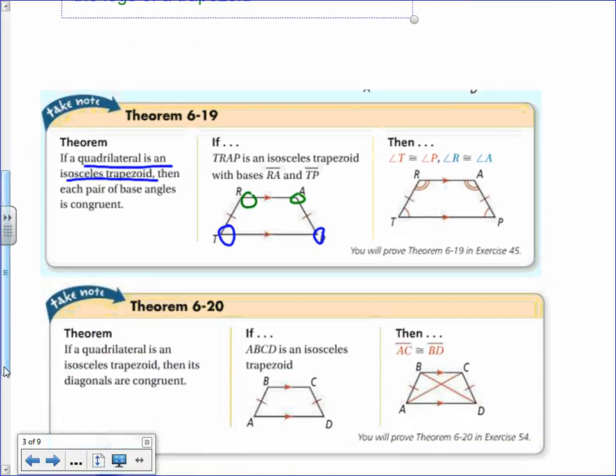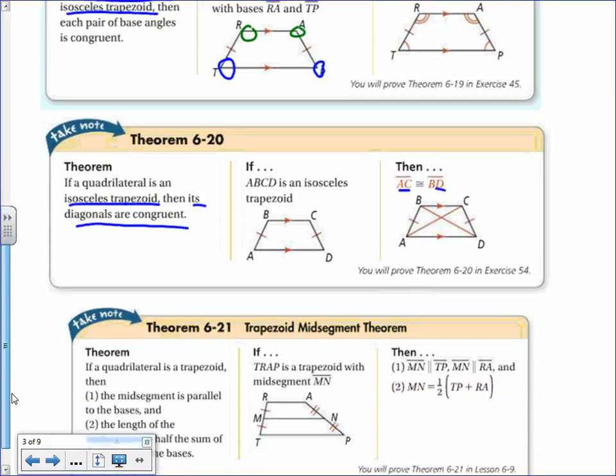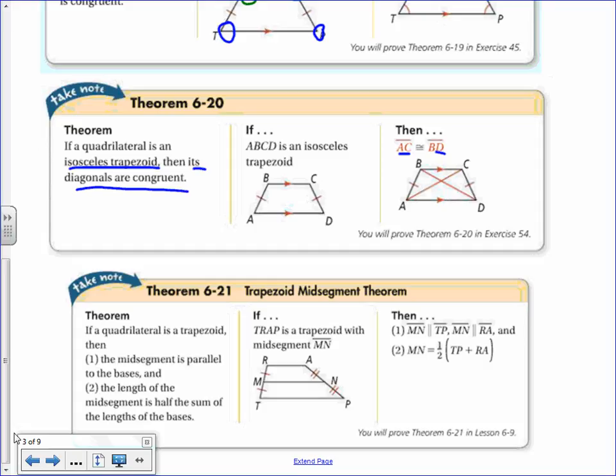All right? Theorem 620, if a quadrilateral is an isosceles trapezoid again, then its diagonals are congruent. Interesting. So if we do the diagonals, we can say that this diagonal AC is congruent to BD. This is if it's an isosceles trapezoid. And the third one is dealing with mid segments. It says if a quadrilateral is a trapezoid, doesn't matter what type of trapezoid, then two things. The mid segment is parallel. So if we have a trapezoid, the mid segment is parallel to the bases.